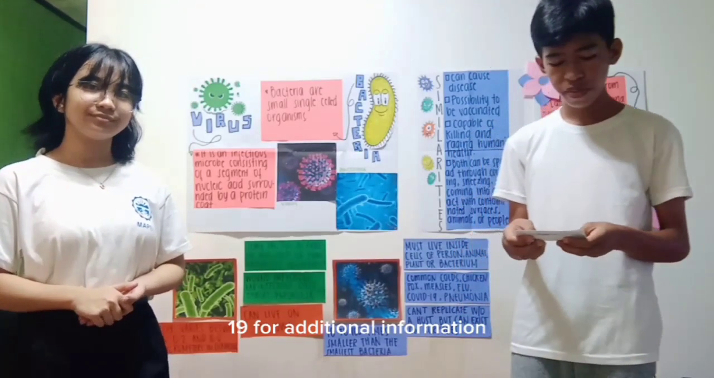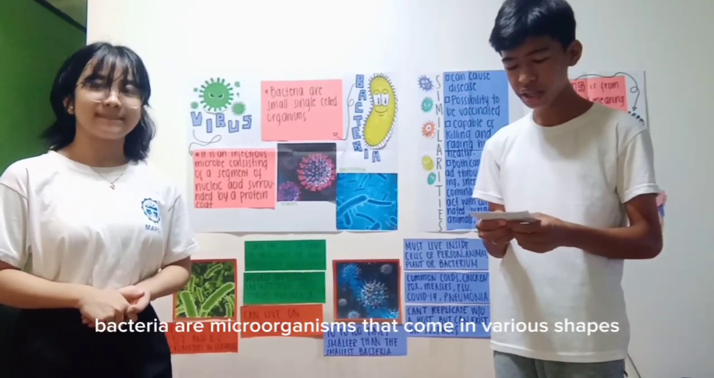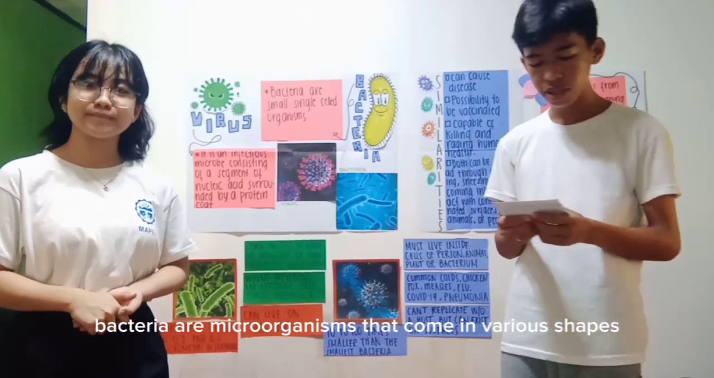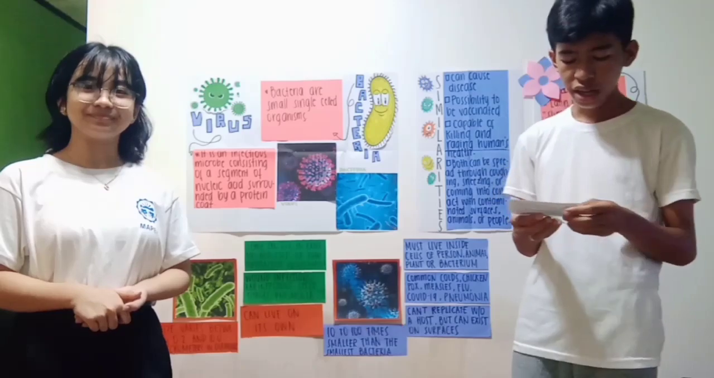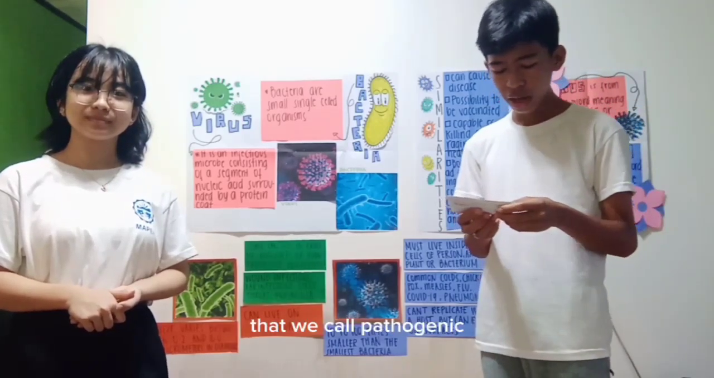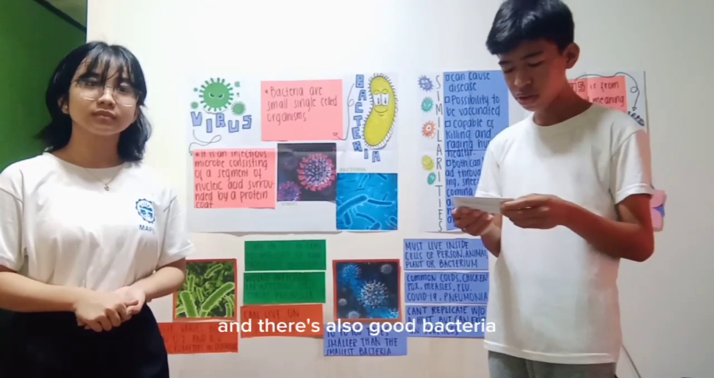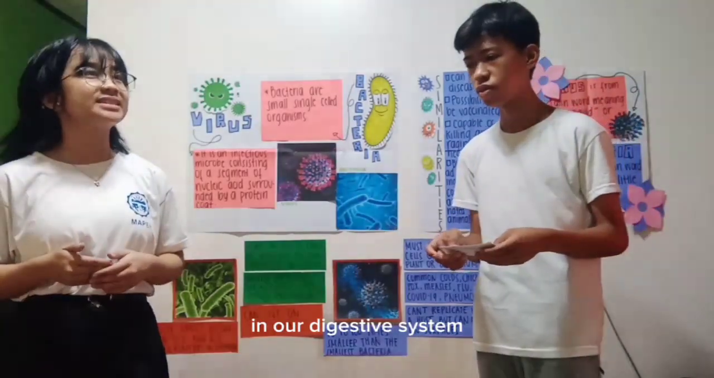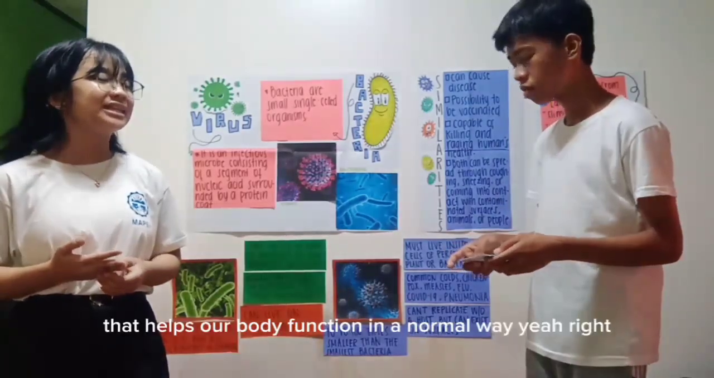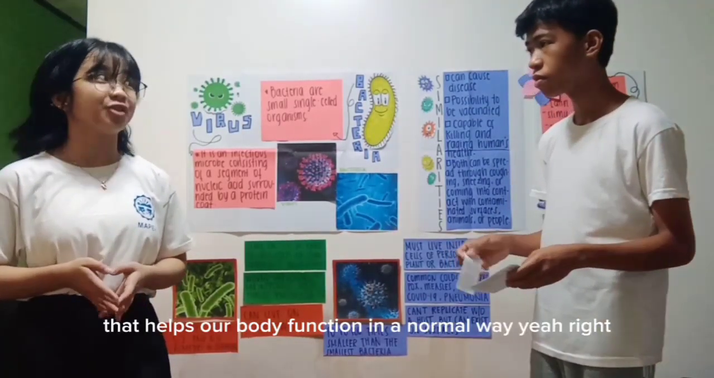For additional information, bacteria are microorganisms that come in various shapes. They can be spheres, they can be rods, or they can be spirals. There are bacteria that are bad that we call pathogenic, and there's also good bacteria. So it's true that, for example, in our digestive system, in the gut, we have bacteria that help our body function in a normal way.